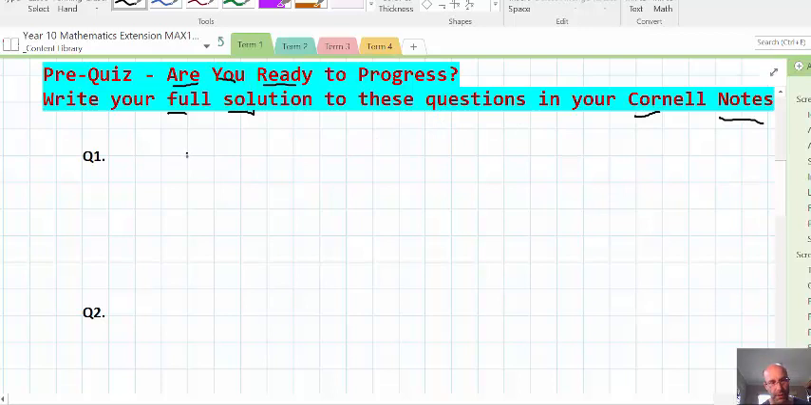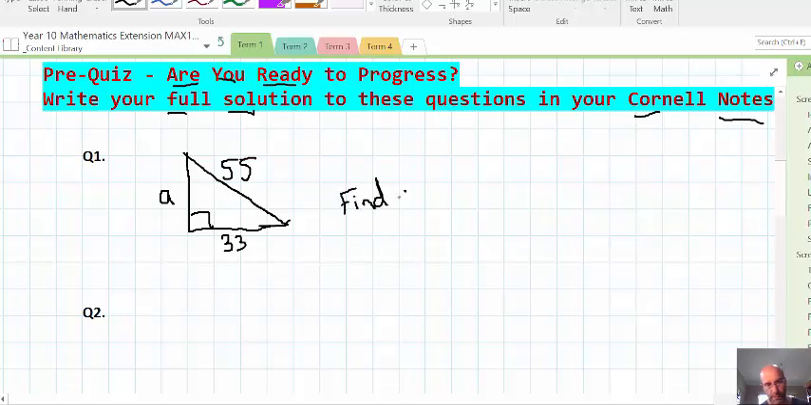So the first question is, with the right angled triangle, we have a side A, which we don't know. There's the right angle. The hypotenuse is 55. This side is 33. I want you to find the length of A showing working.